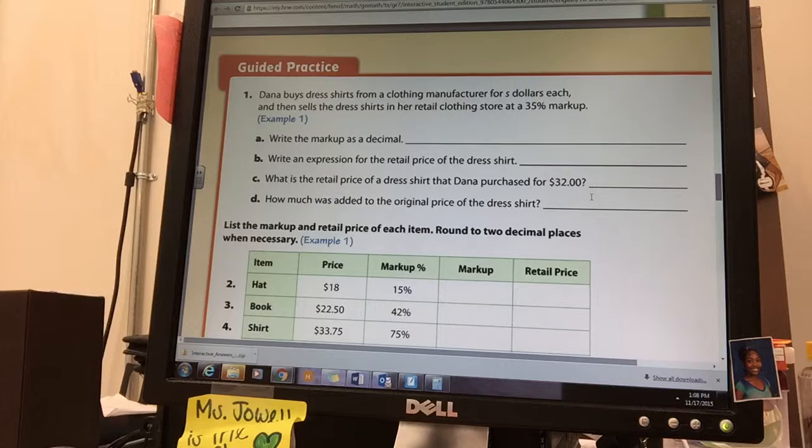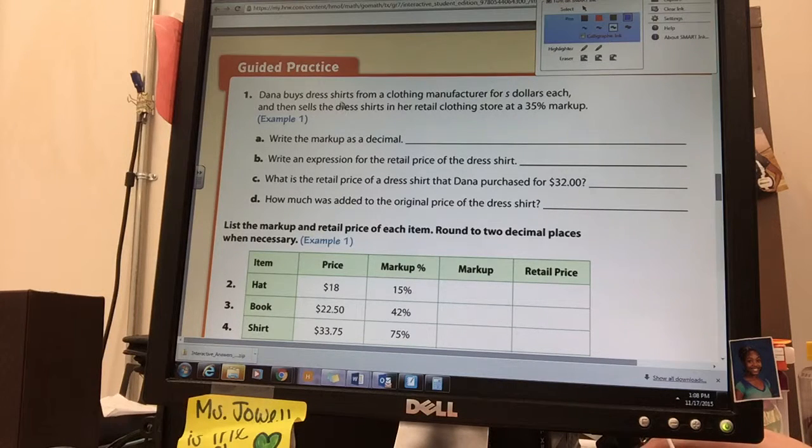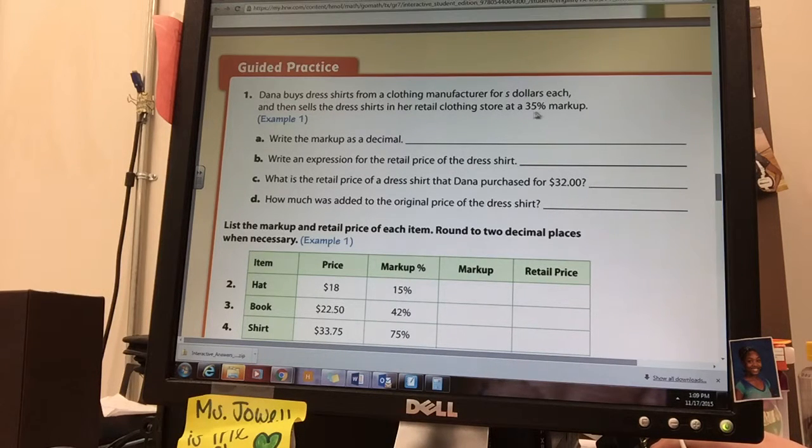Now on the guided practice, I want to quickly look over one more example. Let's look at example 1. So she buys shirts from a clothing manufacturer for S dollars each, and then she sells them at a 35% markup. So that's going to be an addition. Write the markup as a decimal. So 0.35, 35% as a decimal.